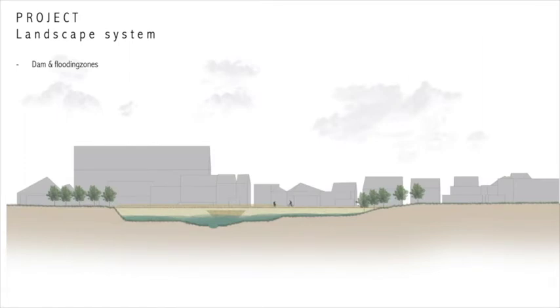The system on a more landscape-like level will try to counter the water problem in the center of Sonuwepark. This will involve the introduction of a dam and additional flooding zones, which are located at a lower part between the buildings.